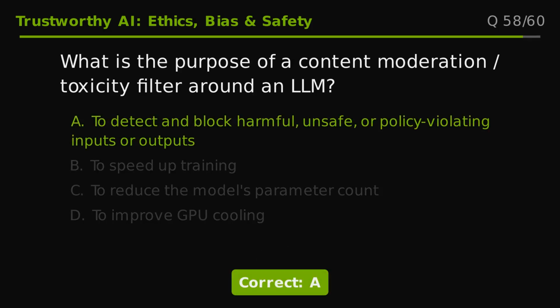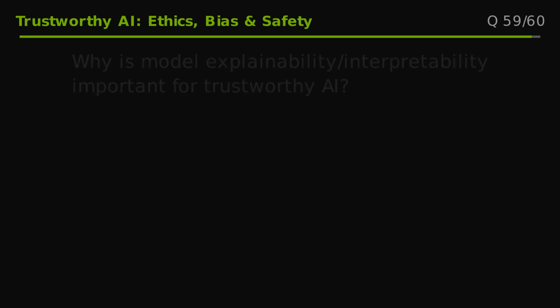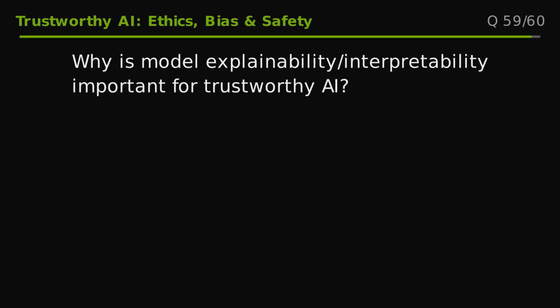The correct answer is V. Moderation systems screen prompts and responses for toxicity, hate, self-harm, and other unsafe content, blocking or revising them to keep deployments safe and compliant. Question 59. Why is model explainability or interpretability important for trustworthy way?